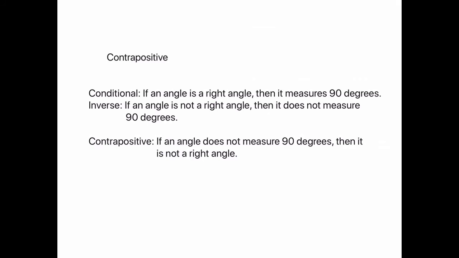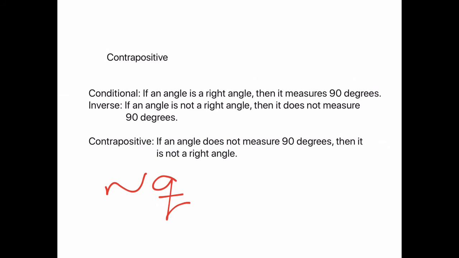So our conditional statement, if an angle is a right angle, then it measures 90 degrees. The inverse of that negates both the hypothesis and the conclusion. If an angle is not a right angle, then it does not measure 90 degrees. The contrapositive keeps the negation but flips the hypothesis and the conclusion. So if an angle does not measure 90 degrees, then it is not a right angle. And in geometry, the way you would write a contrapositive is, if not Q, then not P.